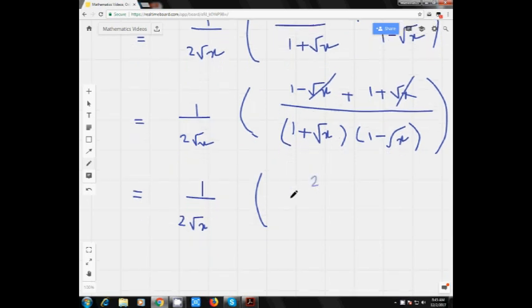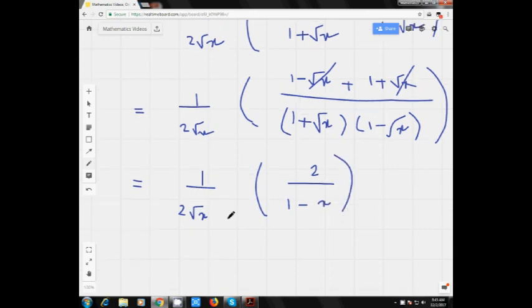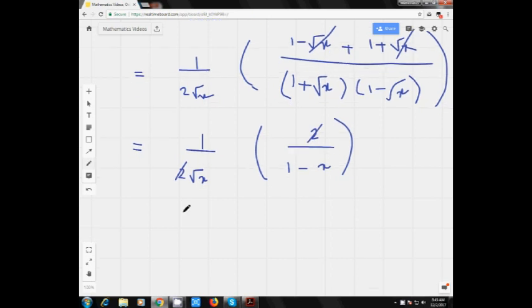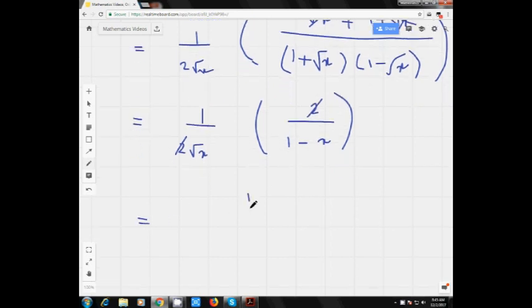You get 2 divided by, you can apply the formula a plus b multiplied by a minus b equal to a square minus b square here. So a is 1, 1 square is 1, minus b is square root x square is x. These two can be cancelled with this 2, and you might get 1 divided by square root x times 1 minus x, and this may be the answer of your question.